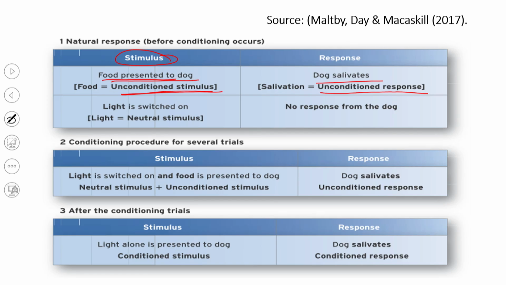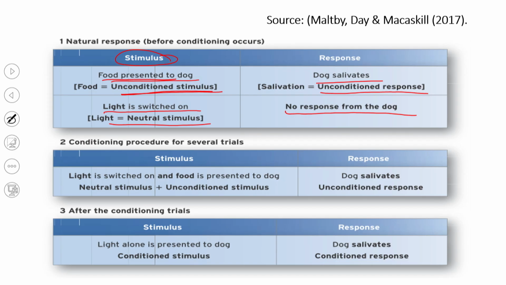Now, before conditioning happens, let us say light is a neutral stimulus. You switch on the light, no response from the dog. The dog has no particular response pattern when you switch on the light. So this light is a neutral stimulus, meaning it is not creating any response. These are what is present before the conditioning happens.